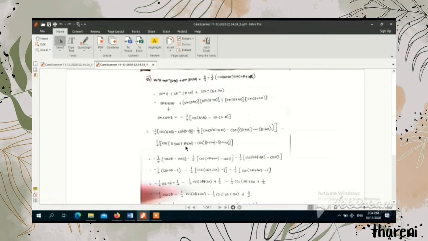Next, we know that cos 0 is equal to 1, so it will become negative 1 over 2 cos 2 theta minus 1, minus 1 over 2 cos 2 theta plus 2 alpha minus 1, and negative 1 over 2 cos 2 theta plus 4 alpha minus 1.